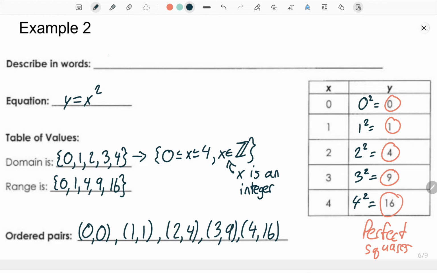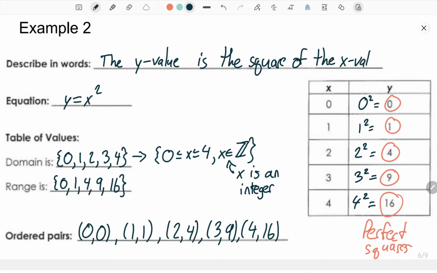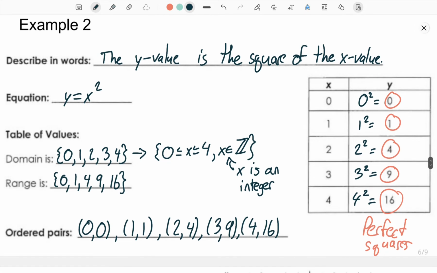So in words, we could say the y value is the square of the x value. And so that's what we have there. For your purposes, when we're looking at table values and getting equations, we're going to try to keep them simple. So it's not like you're going to have to be figuring out crazy equations based off a table of values.